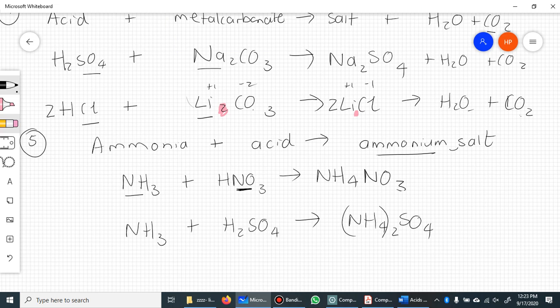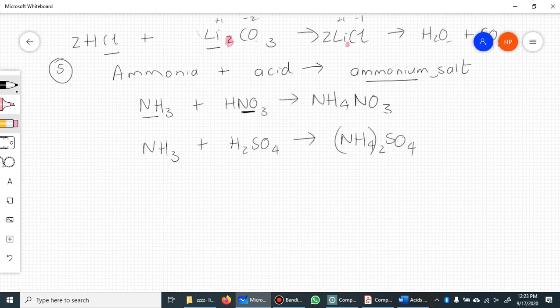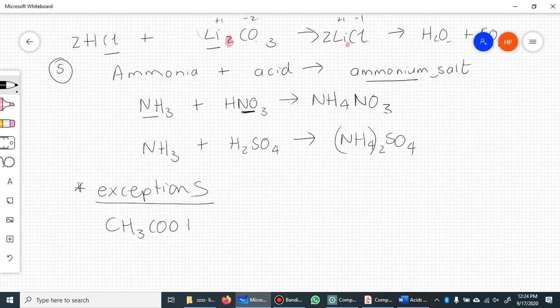Okay, so those are your 5 rules. Now we just quickly need to talk about, like the live worksheet did, but just to revise or recap on it, the exceptions to that rule. So there are 2 funny acids where when I write the salt down, I write them in a little bit of a strange way. And those 2 exceptions are acetic acid and oxalic acid.